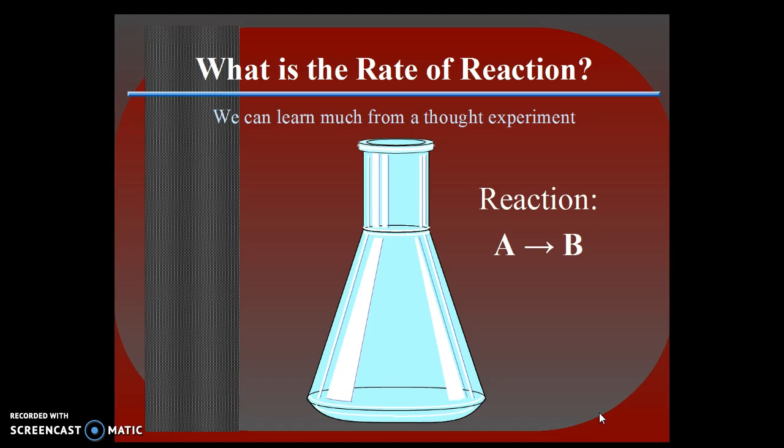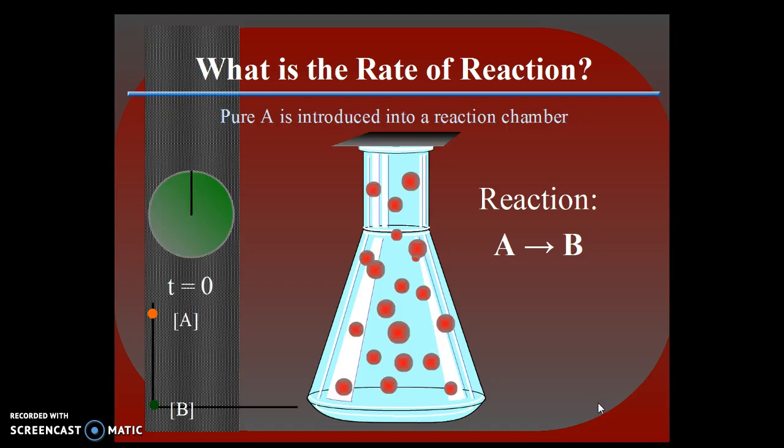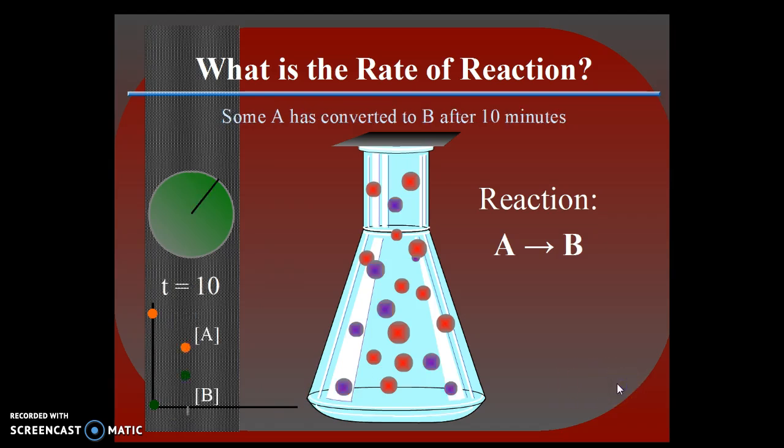What's the rate of reaction? Well, let's learn from a thought experiment. And in this experiment, reactant A is turning into product B. At time 0, we have all A and no B. We let it run for 10 minutes, we see that a great deal of the A is gone and an equal amount of B has been produced. After 20 minutes, a lot more A is gone, but not quite as much A has disappeared as did in the first 10 minutes. The same thing with B, they're kind of mirror images.